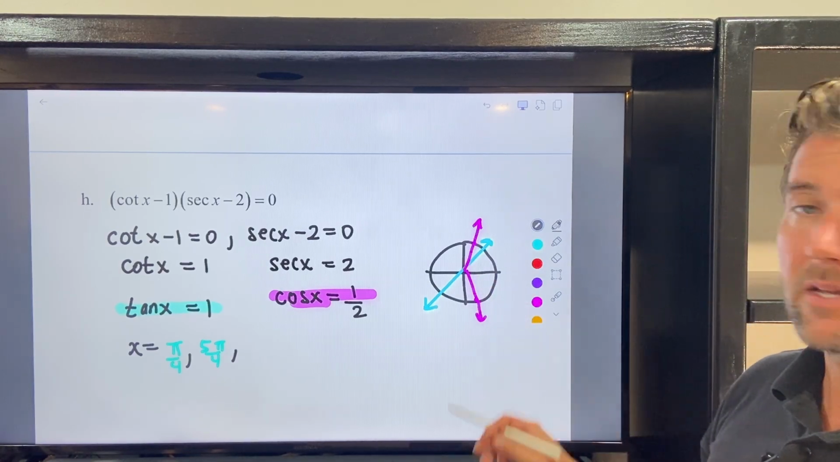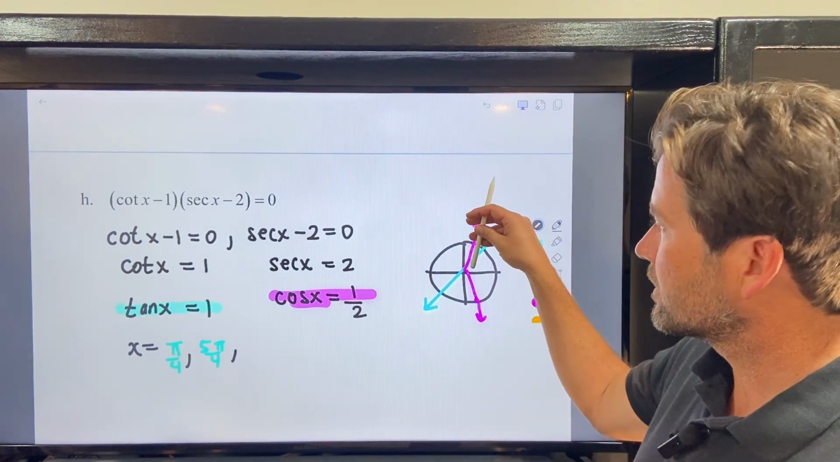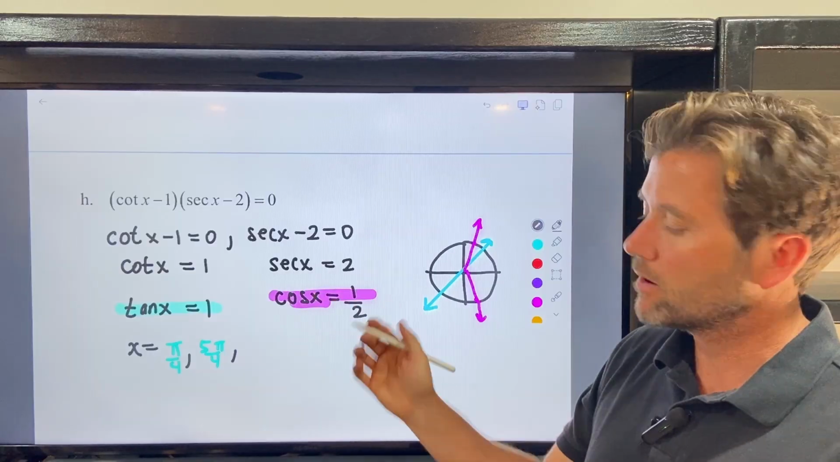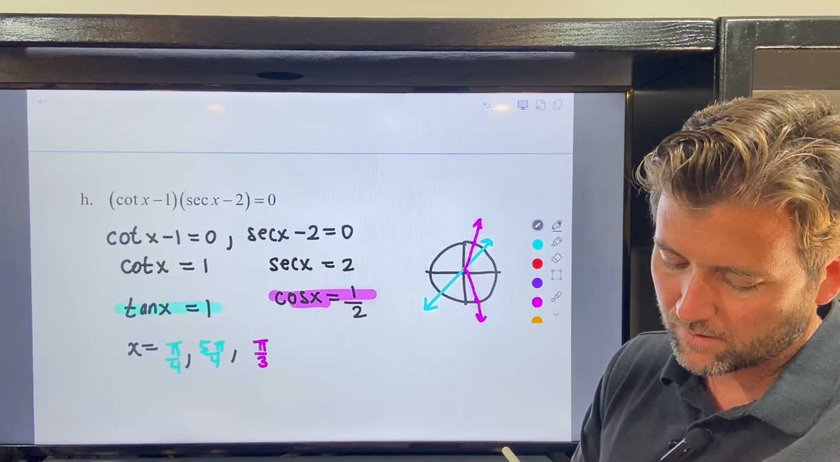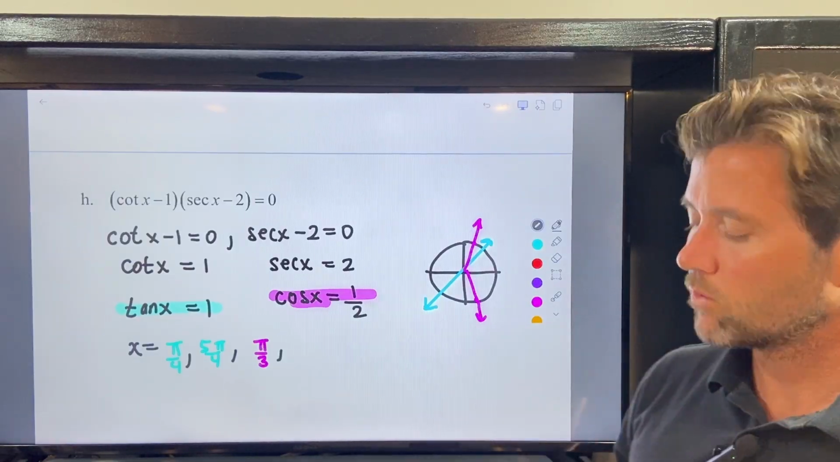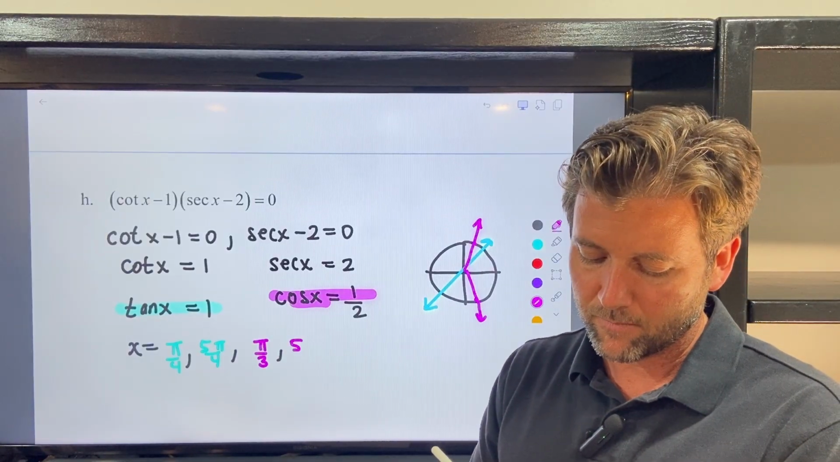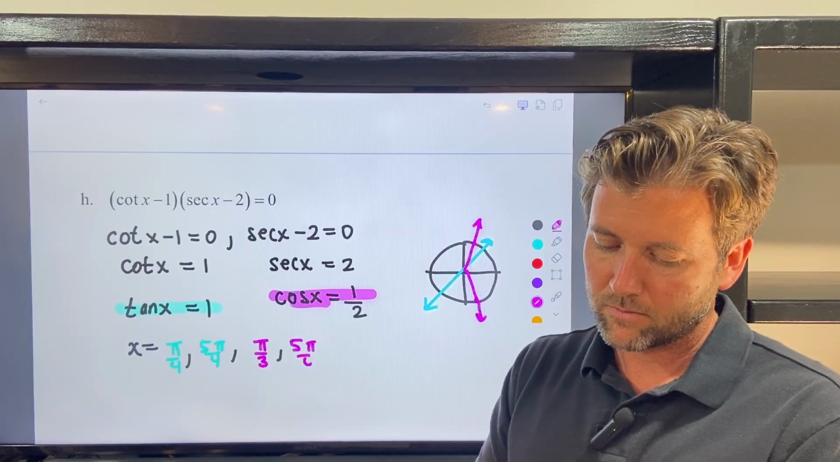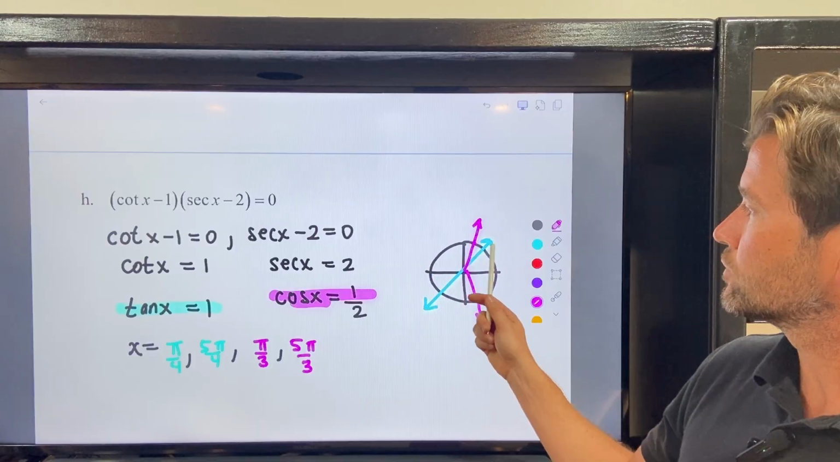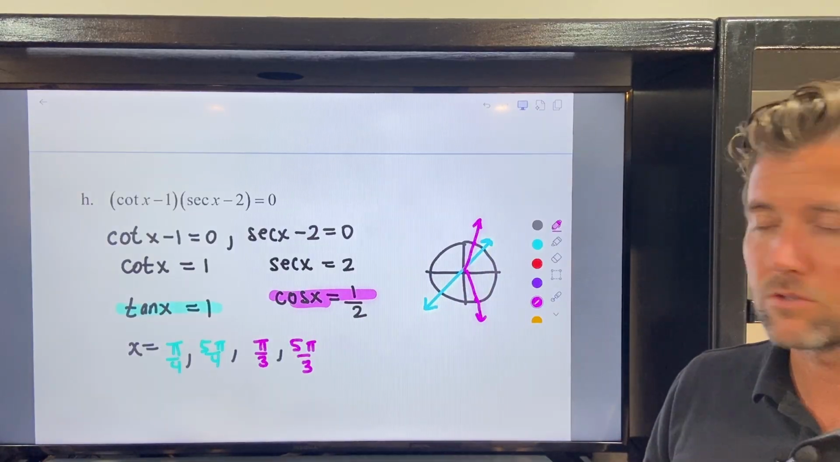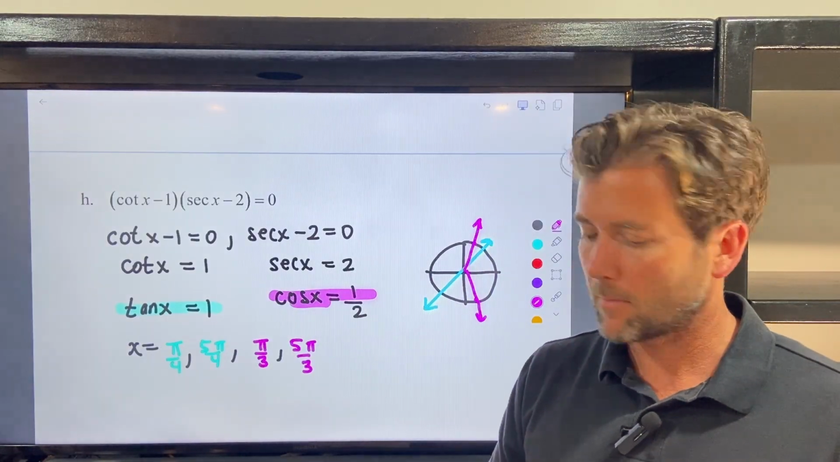Now we're looking at the pink angles. This angle here is pi over 3. The cosine of pi over 3 is 1/2. And this angle here in the fourth quadrant is 5 pi over 3. So between 0 and 2 pi, there's 1, 2, 3, 4 solutions. Those are our 4 solutions there.